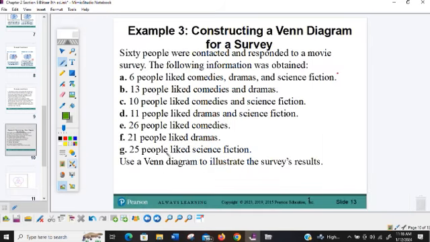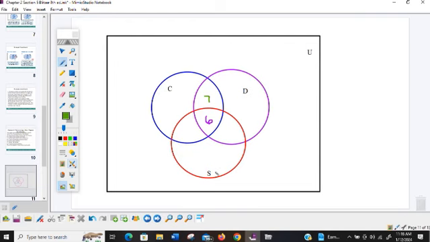Let's go back. 10 people like comedies and science fiction. Now notice what we're doing. We start with 3, then we go to the 2s, what they share. Okay, that's the order you should do it in. 10 like comedies and science fiction. Okay, here's comedies, here's science fiction. That's this right here should add to 10. We have 6, so we need 4 more.